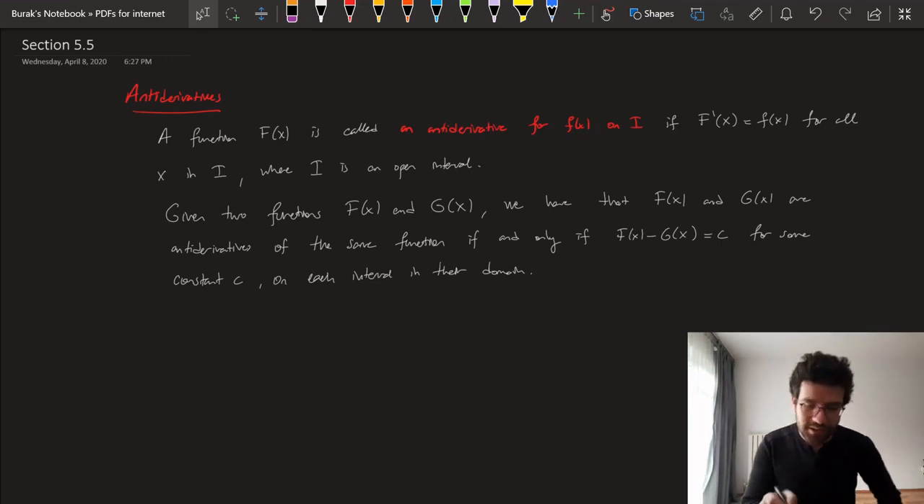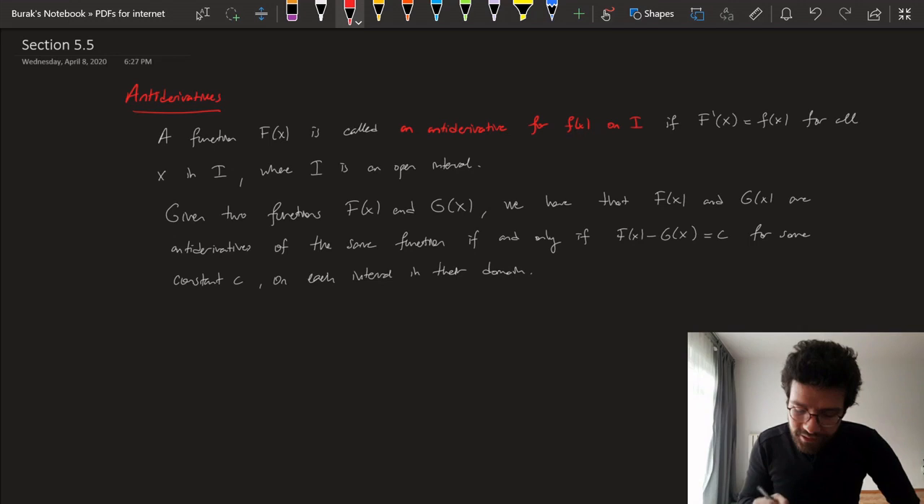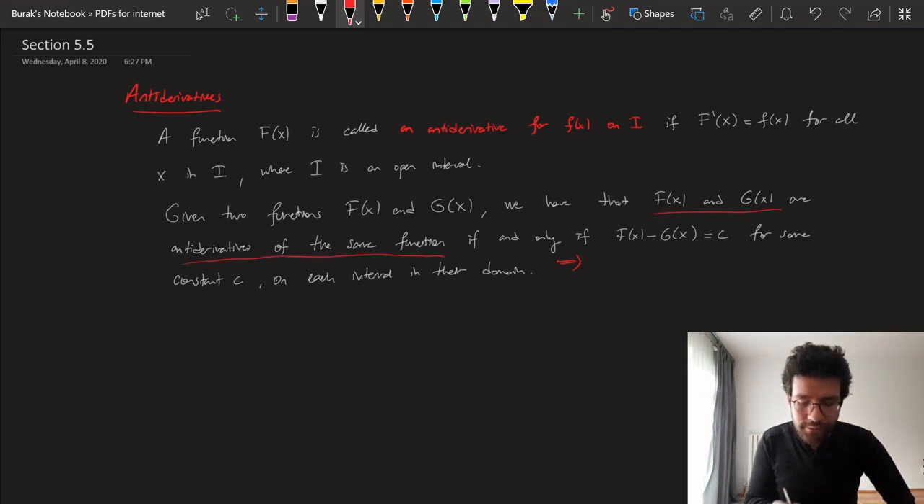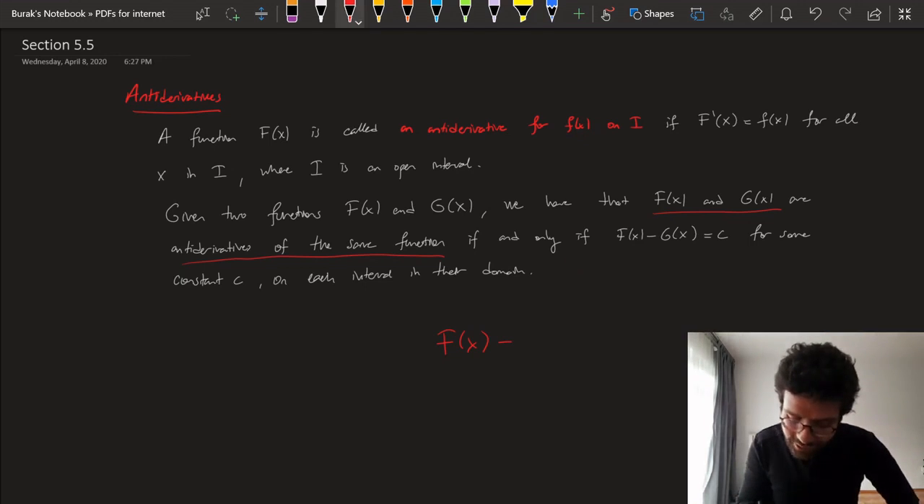And why is this true? Let's think about this. I'm saying A if and only if B. That means that if A happens, then B happens, and if B happens, then A happens. Why is this true? If you assume that these functions are the antiderivatives of the same function, then, well, okay, this is the non-trivial direction. Actually, we're going to use the mean value theorem. The other direction is very easy. So let me explain the other direction first.